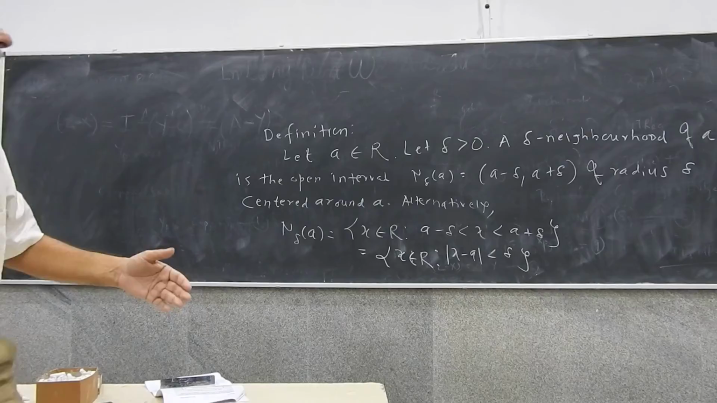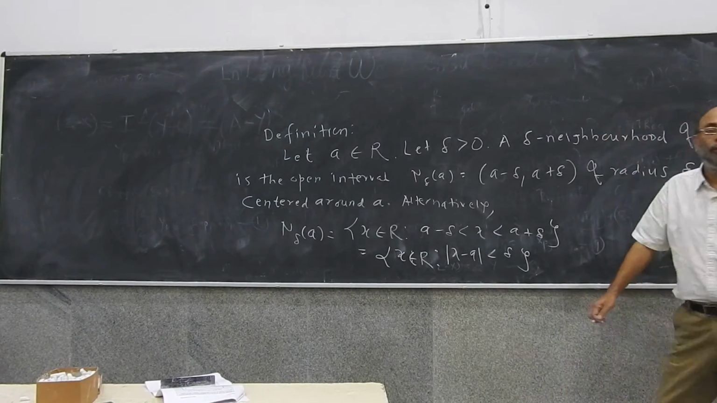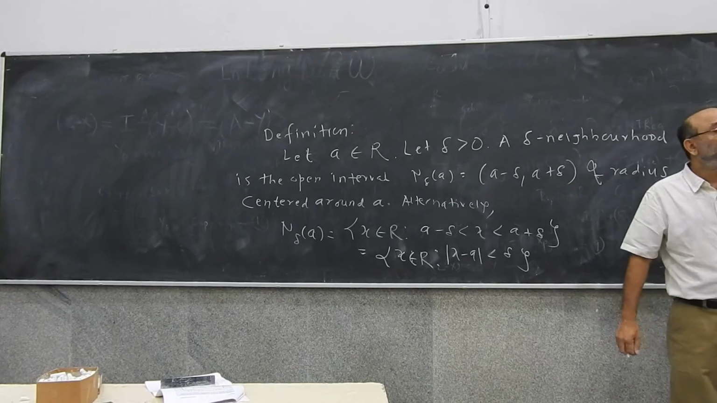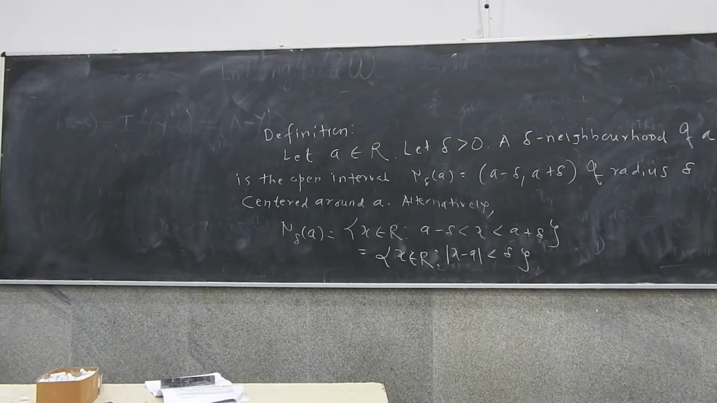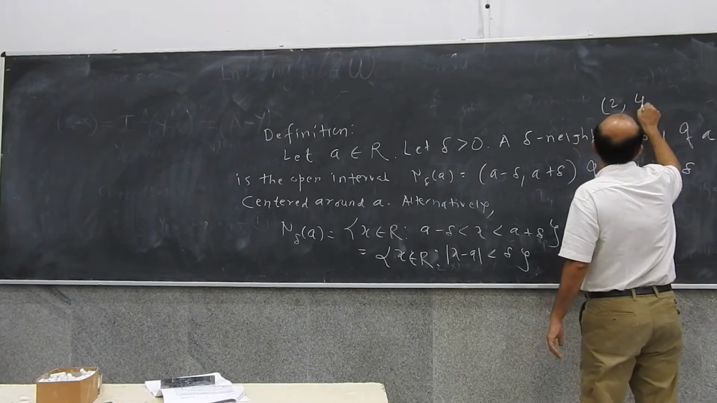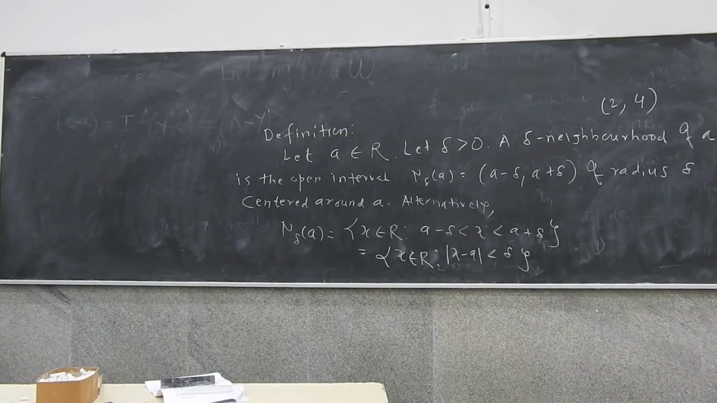You see, right? For example, what would be the delta neighborhood, what would be the one neighborhood of 3? So it would be 2, 4. This will be the delta neighborhood of 3.